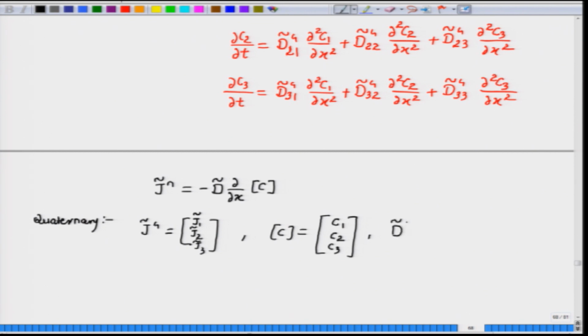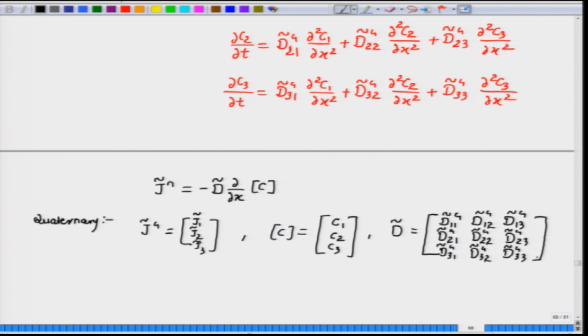In case of quaternary, it is a 3 by 3 matrix containing the 9 interdiffusion coefficients, which are D11 tilde 4, D12 tilde 4, D13 tilde 4, D21 tilde 4, D22 tilde 4, D23 tilde 4, D31 tilde, D32 tilde and D33 tilde.